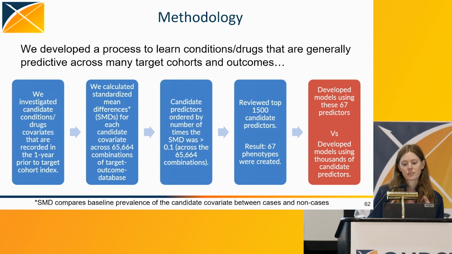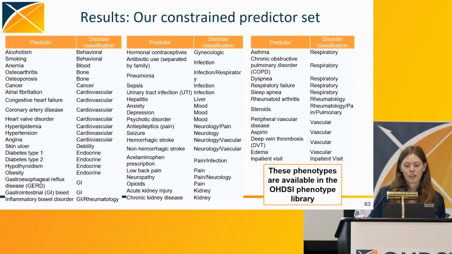So these conditions and drugs that were in the top 1,500, these are the things that generally, over lots of different prediction tasks, are good predictors. And we reviewed them and we found 67 different topics, things like hypertension and heart failure, that we then created phenotypes for in the standard OHDSI process. So this is our list. I'm sure some of you may not be able to read it if you're at the back, but there's a list online, and also I'm happy to explain them more at the poster.